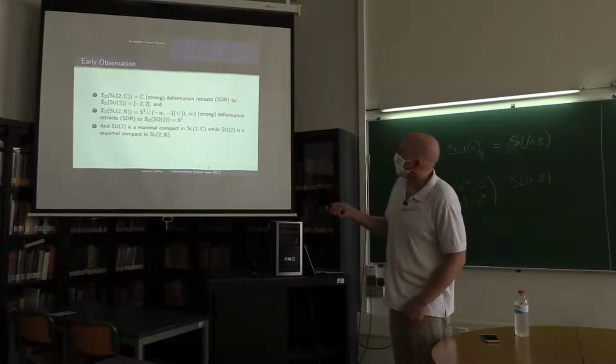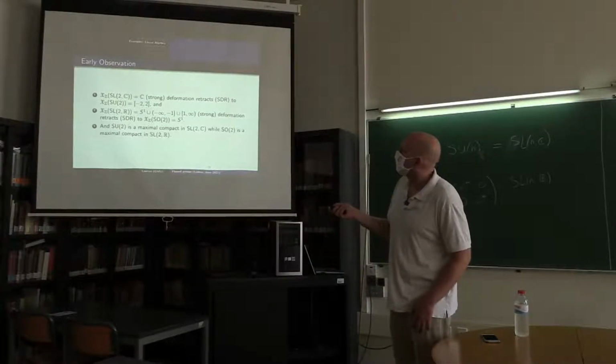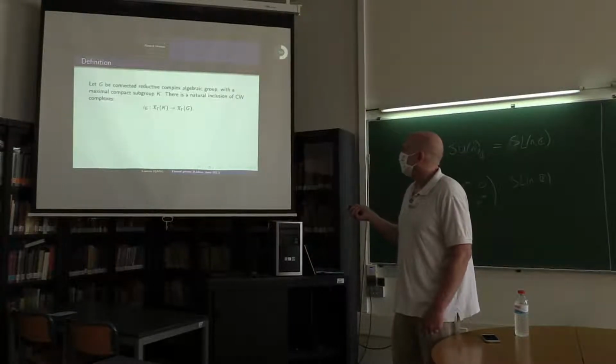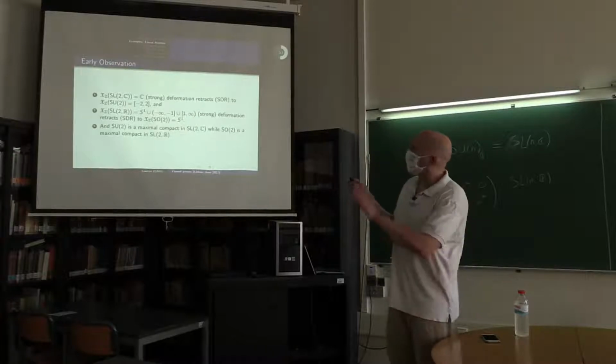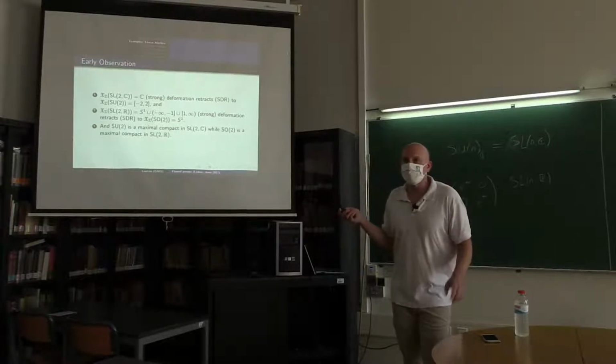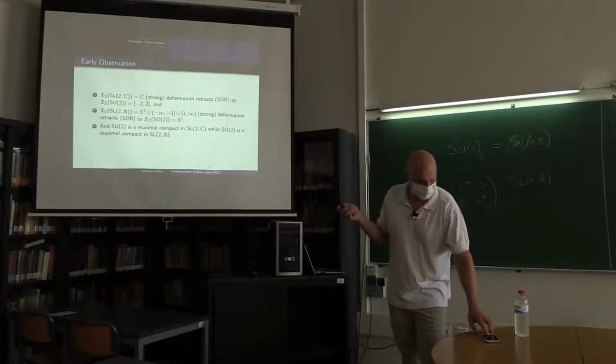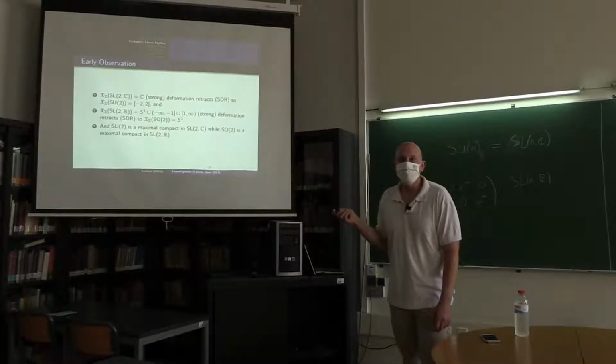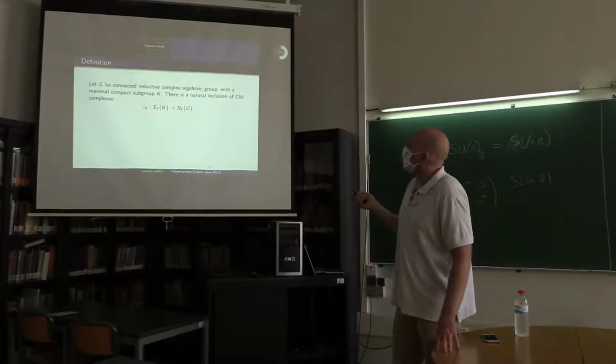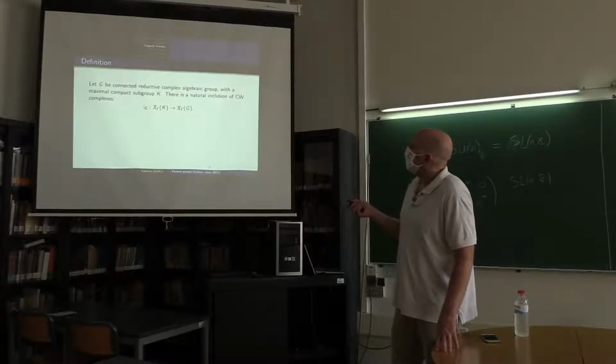And I've already made this point that SU2 is maximal compact here, while this is maximal compact here. Okay, all right. So now, any further questions before I get to the next part, which is the definition? Nope. All right. So for any complex reductive group G, in fact this is true for real reductive too.